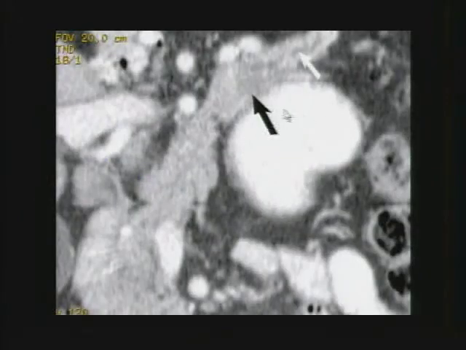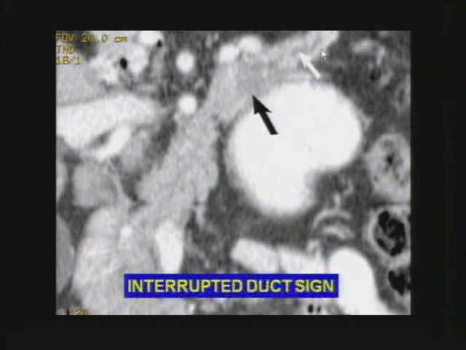Here's another sign to look for. It may be occasionally difficult to actually identify the mass in the pancreas, and what you look for is the interrupted duct sign, where we're able to follow this dilated duct, and then it terminates right about here, and then you look a little closer and you see that there is evidence of hypodense mass. This is the interrupted duct sign.